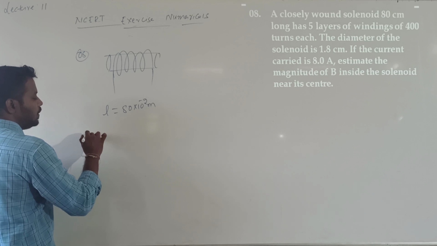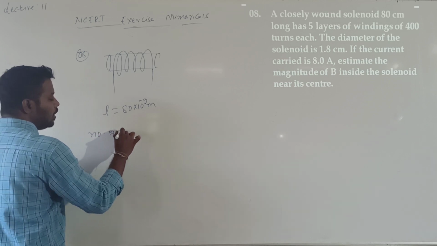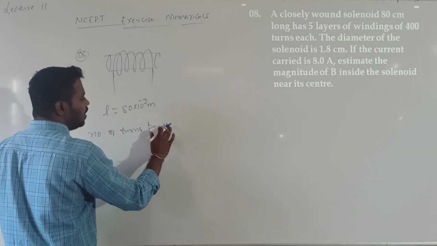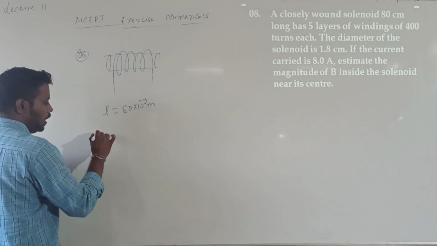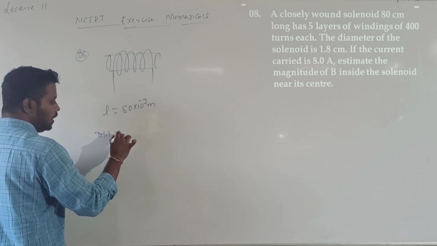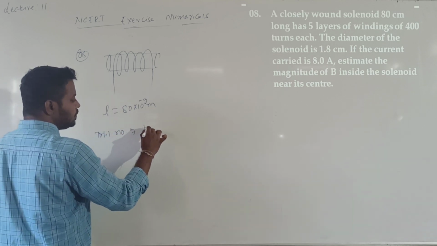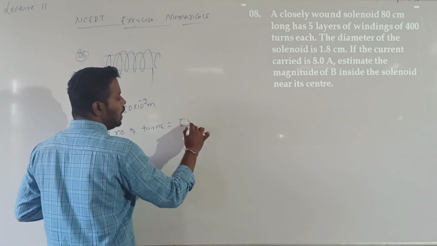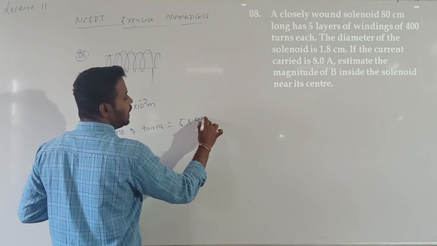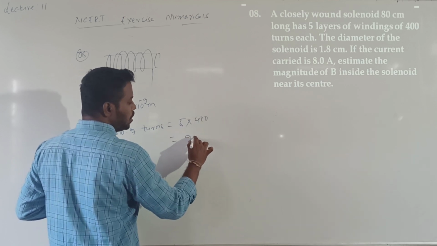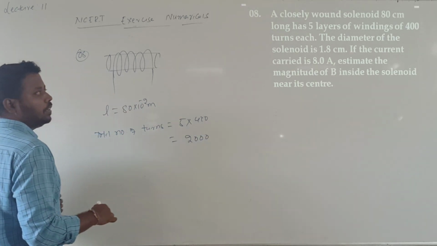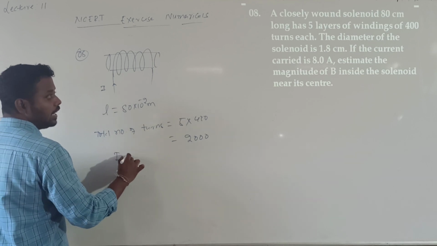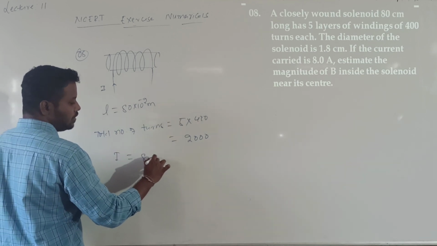So what is the number of turns per unit length? Or otherwise I will write the total number of turns first. There are 5 layers, and the total number of turns is given by 5 into 400, which is 2000. 2000 is the total number of turns. How much current is it carrying? The current carried by the solenoid is 8 amperes.